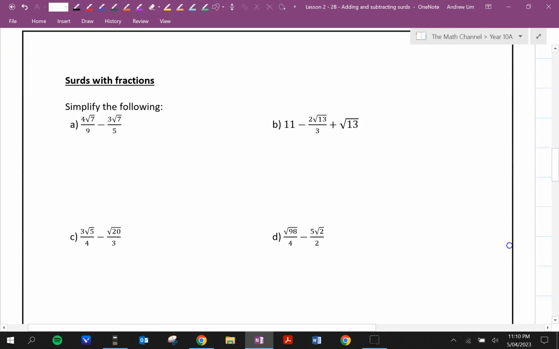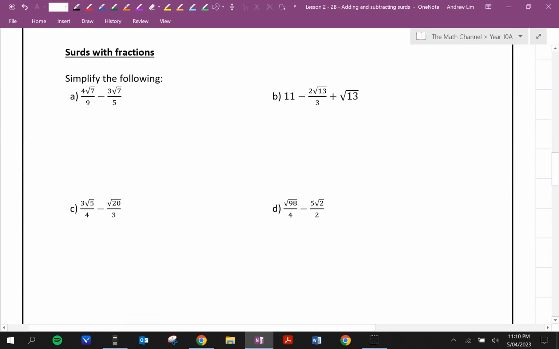Alright, what about when we've got fractions? Simplify the following. Whenever we add and subtract fractions, we need a common denominator. So here, they don't have a common denominator. So I'm going to make the common denominator 45 by timesing that by 5. So I times this by 5. Times this by 9. So I times this one by 9.